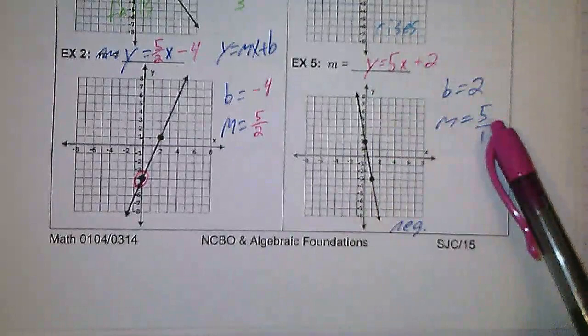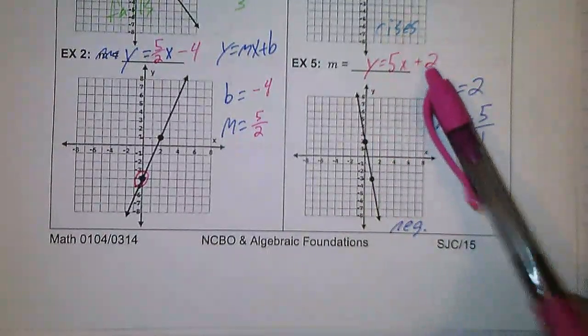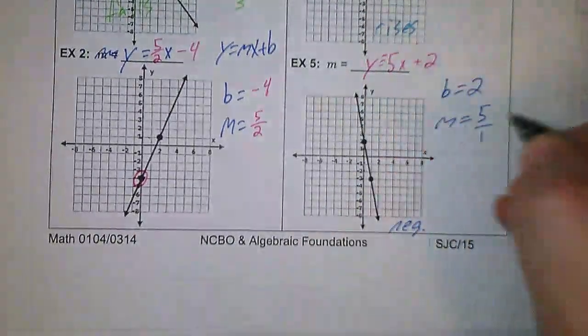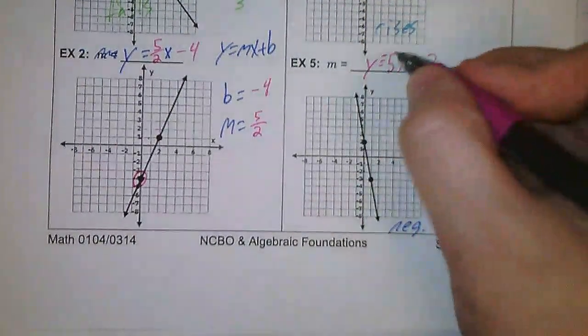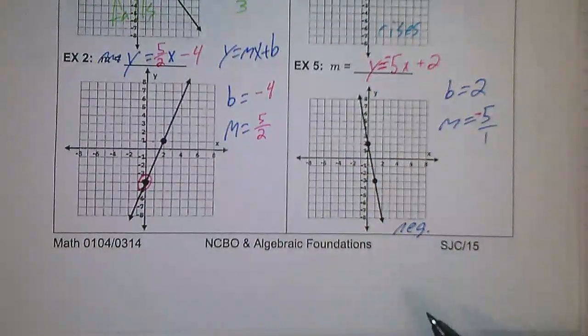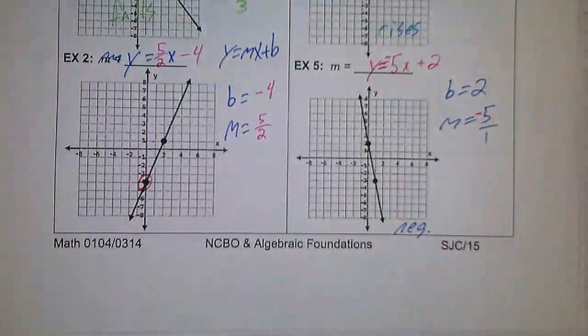Again, positive 5 for the slope, positive 2 for the y-intercept, so, not positive, negative. My bad, y'all. Because it's a negative slope. So we go down 5 and over 1. So that's negative 5x plus 2.